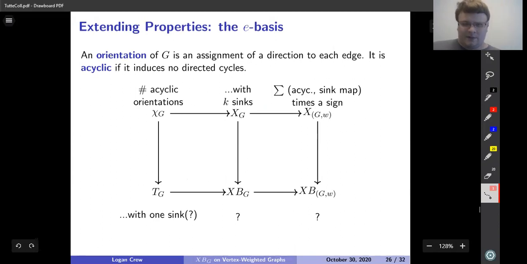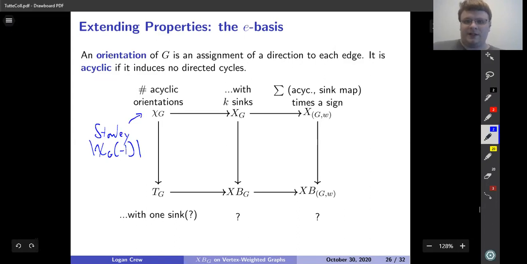The E basis is a weird one. So an orientation, as we mentioned, is when you assign a direction to each edge. And we call an orientation acyclic if it doesn't induce any directed cycles. This is a famous result of Stanley's, that the number of acyclic orientations up to a sign is chi-g of -1, which is funky. You wouldn't expect that this chi-g, which comes from defining it on positive integers, has an interpretation at -1, but it does. And this is something that Stanley showed, it has a nice interpretation on every negative integer. But in particular, chi-g of -1 just simply is this.